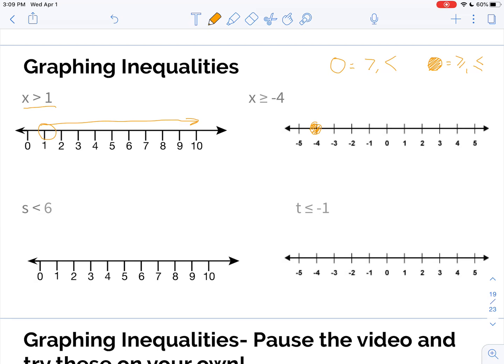So we're going to put a closed dot at -4. And we want values that are greater than or equal to. So the arrow is going to go this way, to all the values that are greater than.